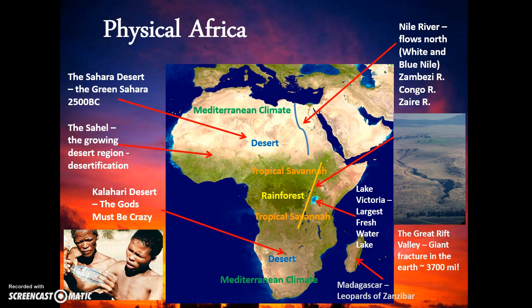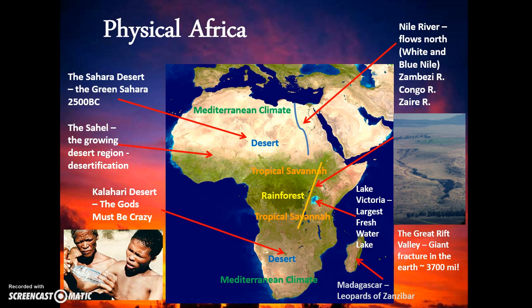I want you to also be familiar with the Great Rift Valley. It is very, very long, 3,700 miles long, and a giant fracture in the earth. So pay attention to that picture as well. The Sahel is the western part of Africa, and it is a growing desert region.